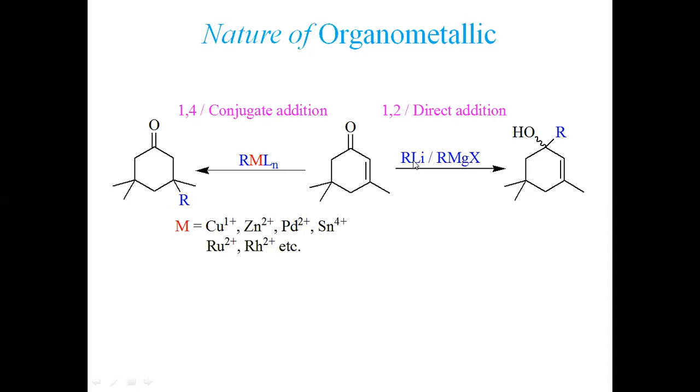So if we are reacting organolithium or organomagnesium, once they are being used, you see we have the same substrate. If it is reacted with this, it always undergoes direct addition, one-two addition, no conjugate addition.